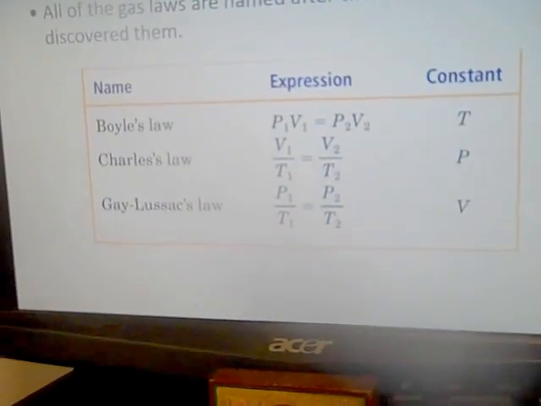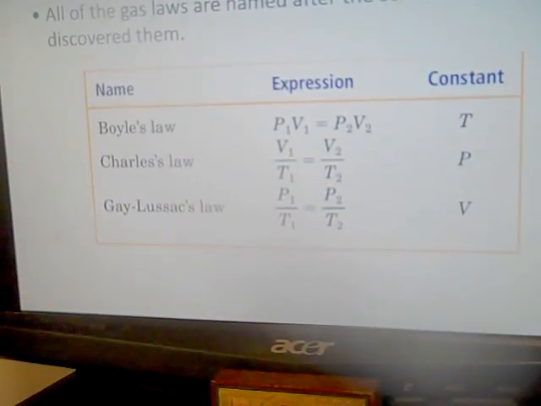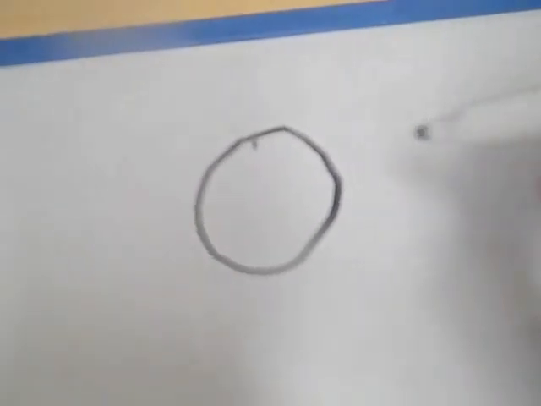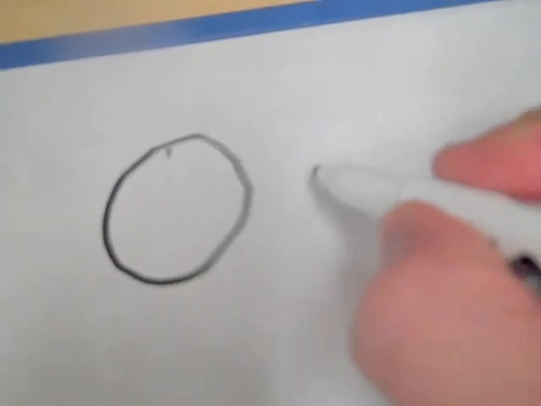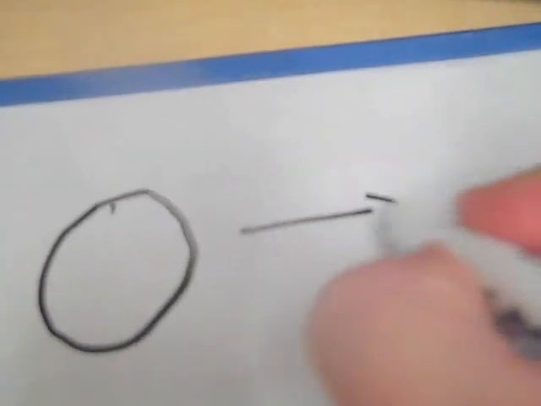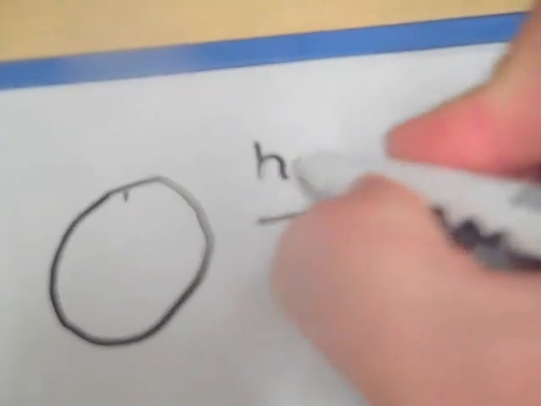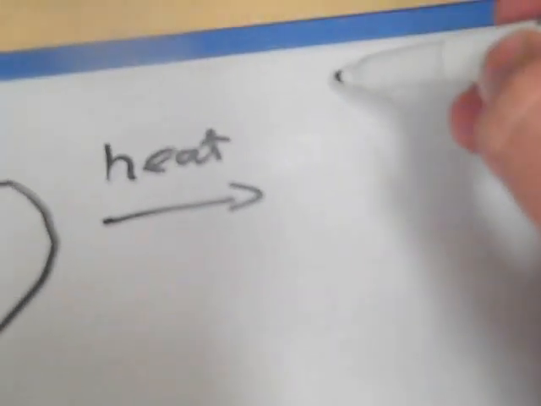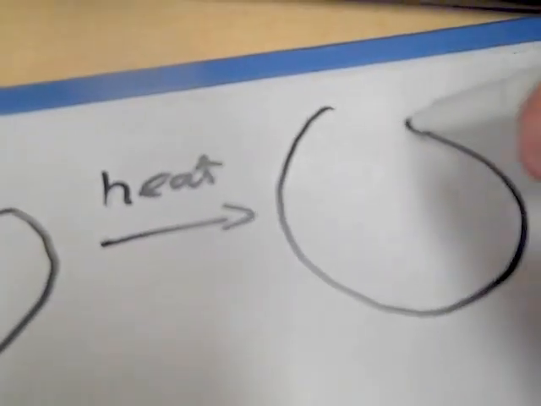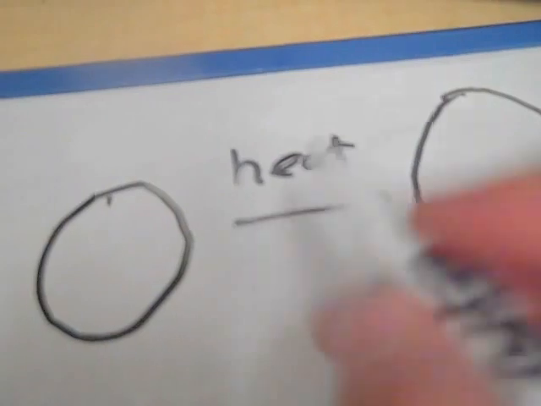Now Charles' law describes the volume of gases as a function of the temperature. So if we look at the volume of something here, and let's say we heat it up, say this gets hot, what we observe is that the volume expands. So it gets larger.